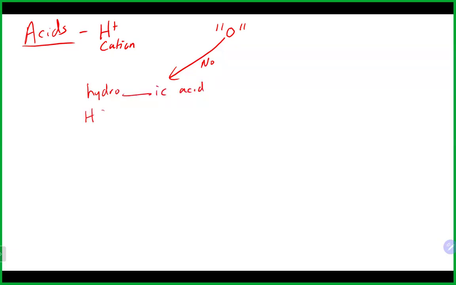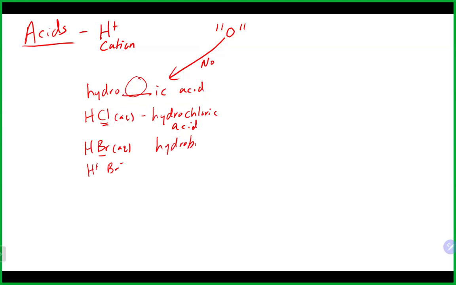So for example, HCl, Cl is chloride, that is an acid, and there's no oxygen. This would be hydrochloric acid. You have HBr. It also has no oxygen. The missing part is the negative guy here, which would be H plus and Br minus. This would be hydrobromic acid. So if you have an acid and it does not have oxygen in it, it starts with hydro, it ends with ic. The middle part is really the anion, or negative guy, when you go to name it.